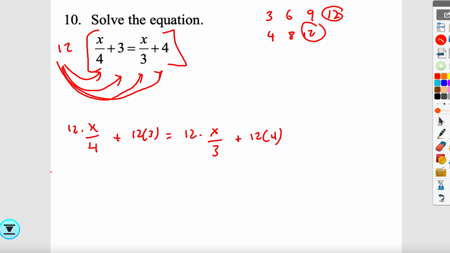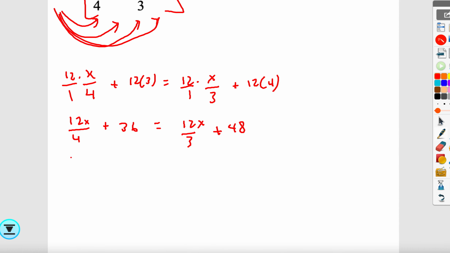All right. So then we're going to make these into fractions. 12x over 4. 12 times 3 is 36. 12 times x is 12x. 1 times 3 is 3, plus 48. 12x over 4 is 3x, bring down the 36. 12x over 3 is 4x plus 48.